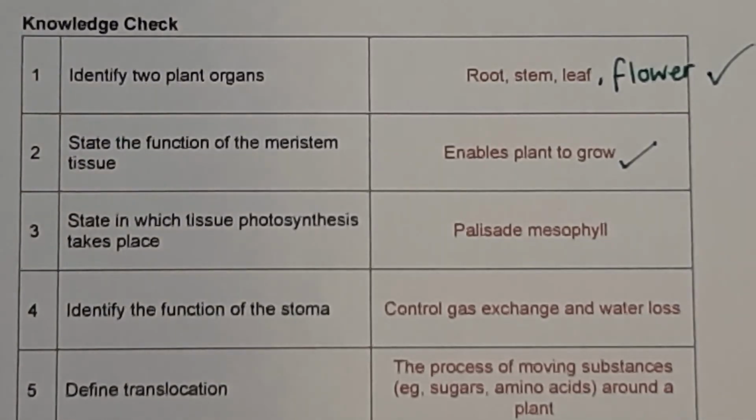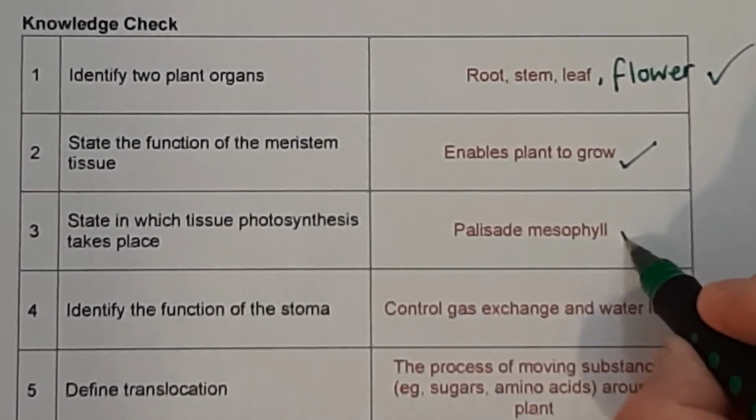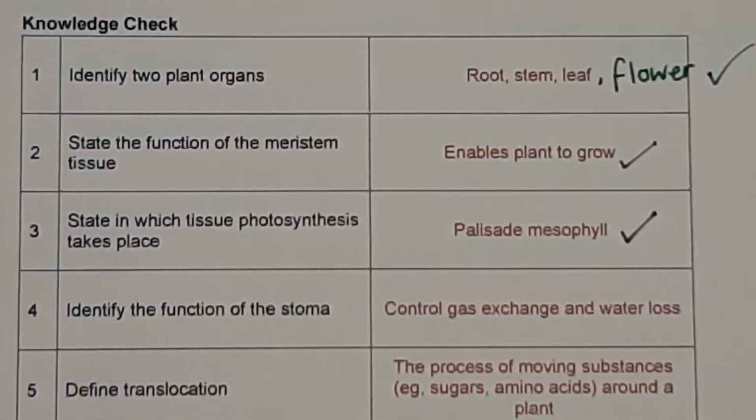Question 3, state in which tissue photosynthesis takes place. That would be the Palisade mesophyll. Question 4, identify the function of the stoma. So the stoma controls gas exchange and water loss. So if you've written either of those, then you can have the mark, but gas exchange is incredibly important, and if you've missed one, please write it in.